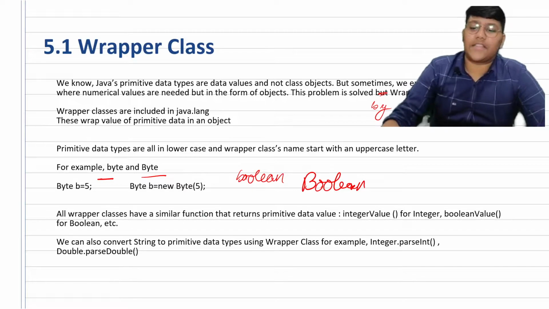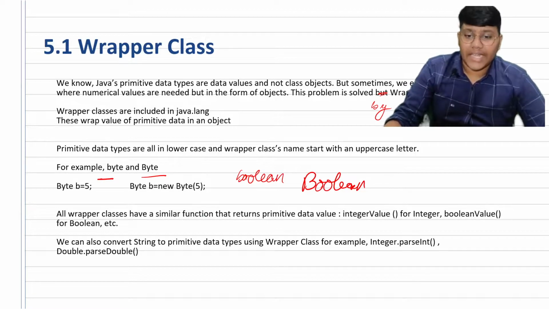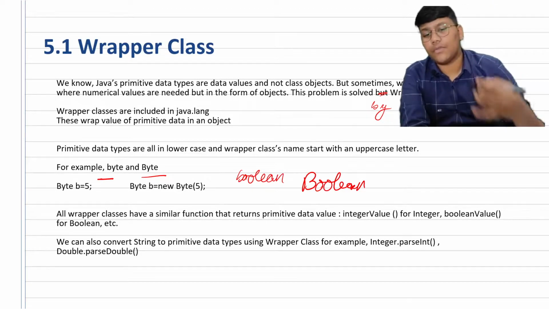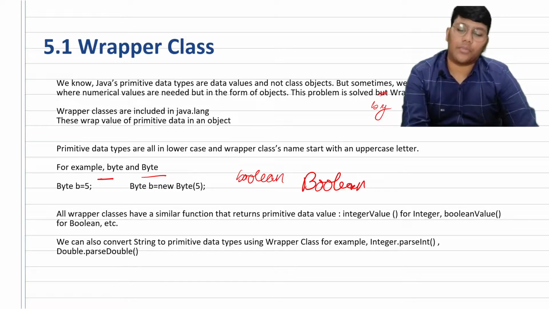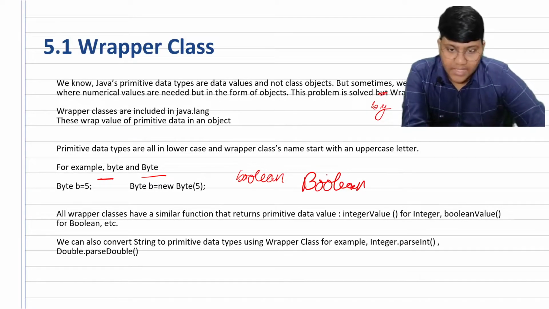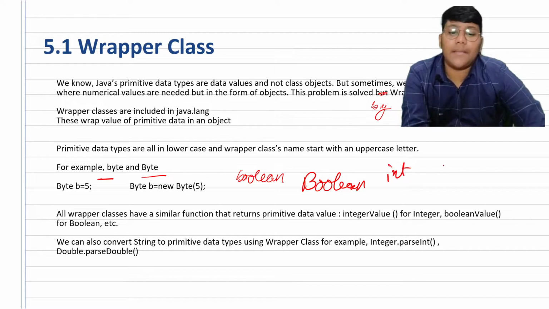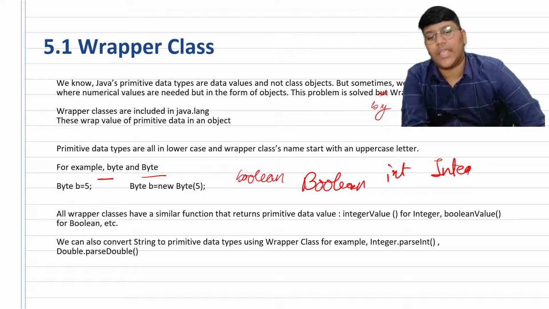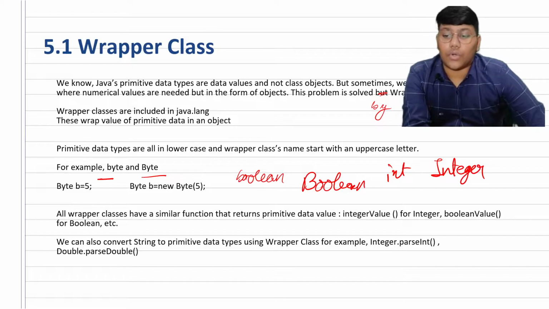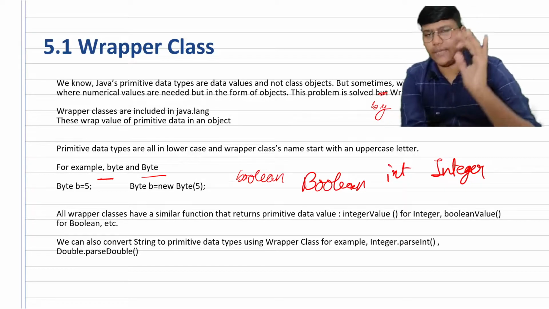All wrapper classes have similar functions that return primitive data value, integer value for Integer, boolean value for Boolean, etc. Here int is the primitive data type, but Integer is the wrapper class. So basically, what is wrapper class?